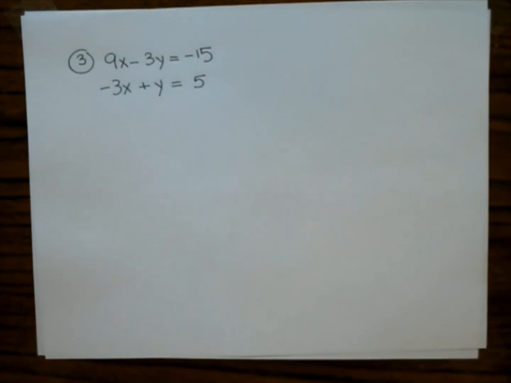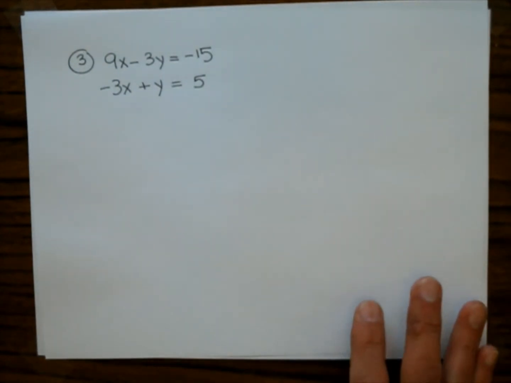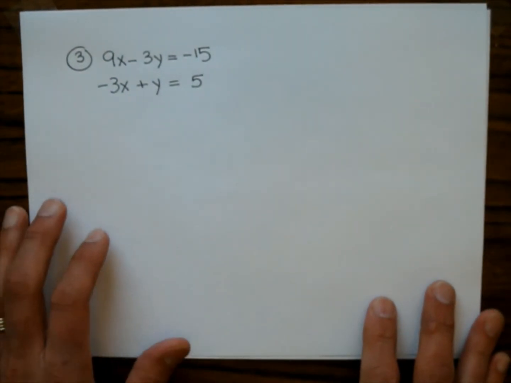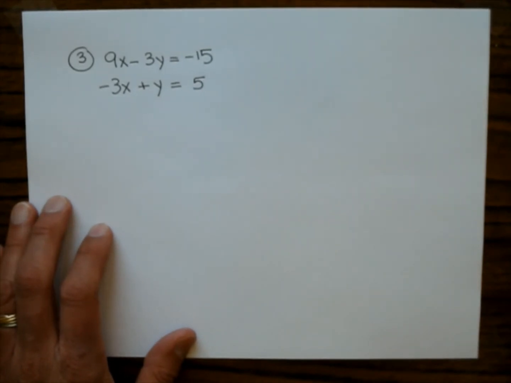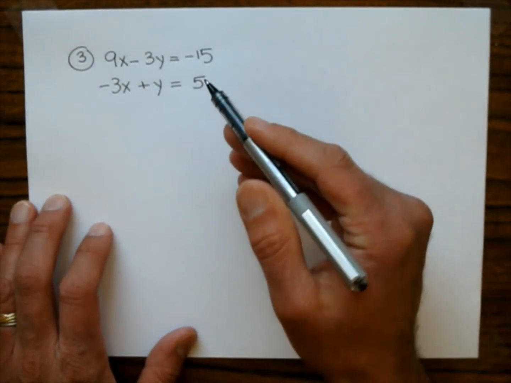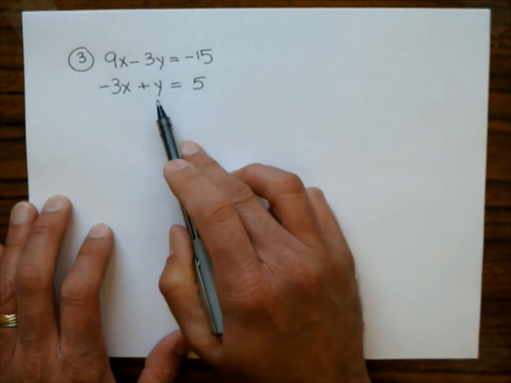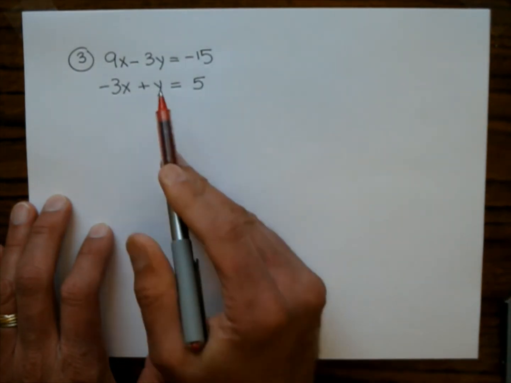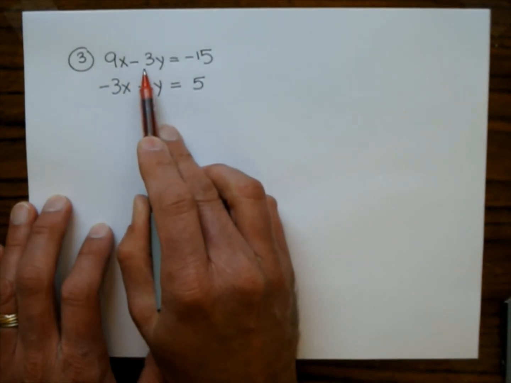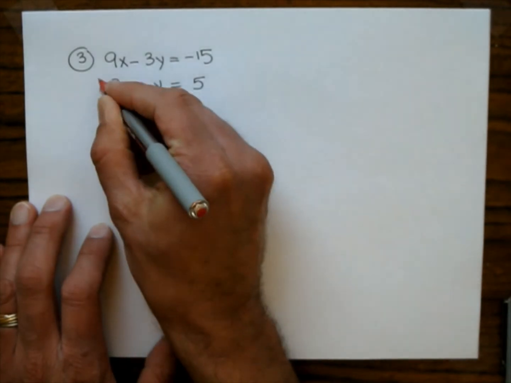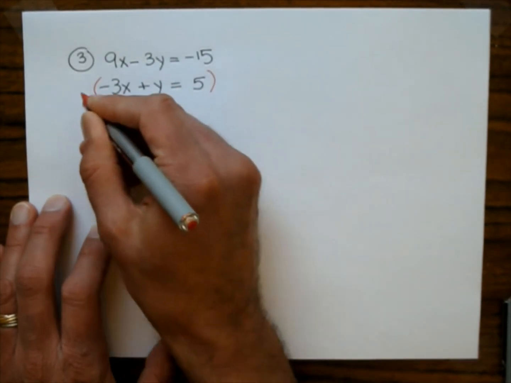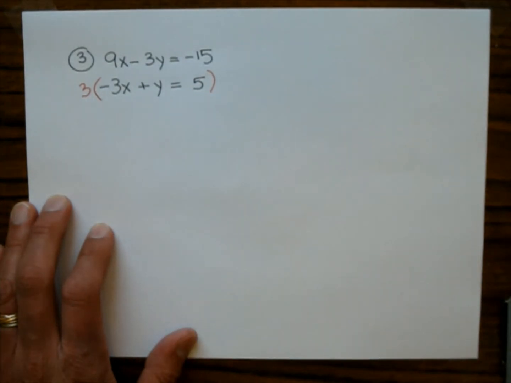Let's go ahead and do our third and final example in 8.1, and it happens to be these 2 lines right here. So I want to get opposites. Maybe I'll try getting opposites on the y. I have a -3 in front of that y, so I need a +3 there. So I'm going to multiply the bottom equation by 3.